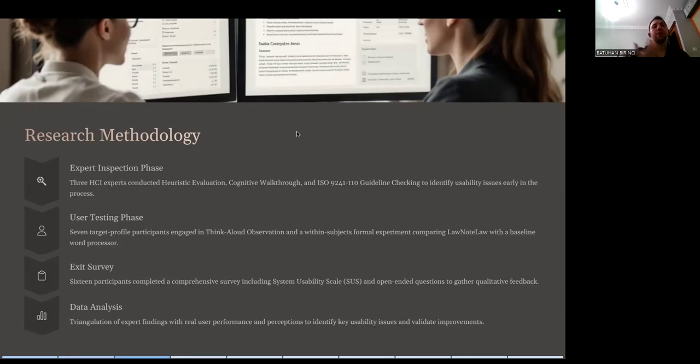After that, we did data analysis. This means we put together the results from experts, user testing, and survey, and we looked at what was working well and what we should improve.